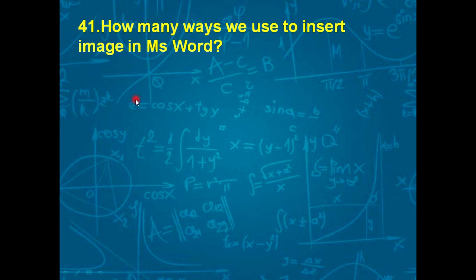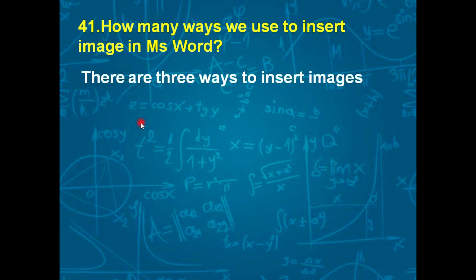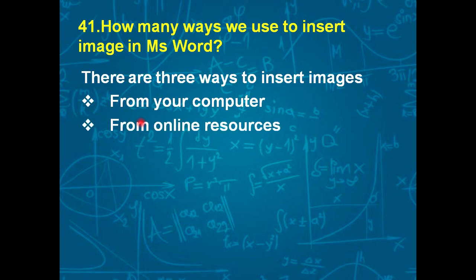Number one is from your computer. If you have downloaded something in your computer, you can add. Number two is from online resources, means you can directly take from the websites. And number three is from screenshot, means if you have taken screenshots from your mobile phone or your computer or laptop, then you can add those pictures as well. So we have three ways to insert an image in a Word document.